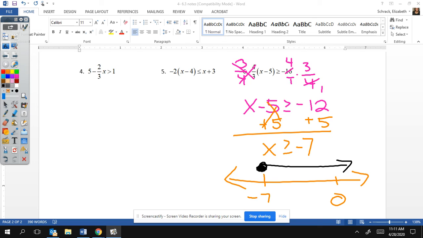Okay, these are the notes for the beginning part of 6.3. We'll do the rest tomorrow. You will have the practice to work on today.